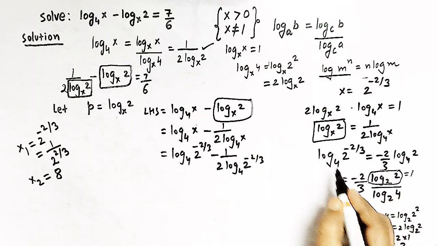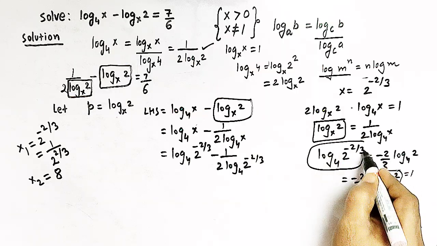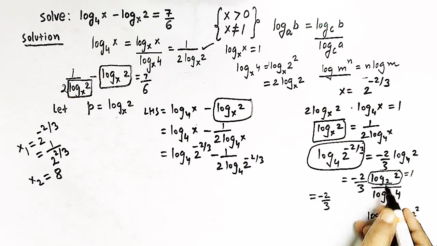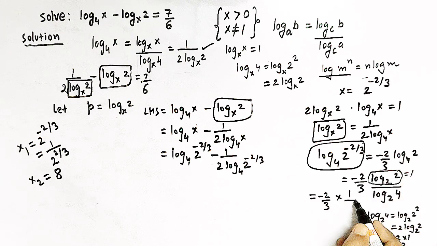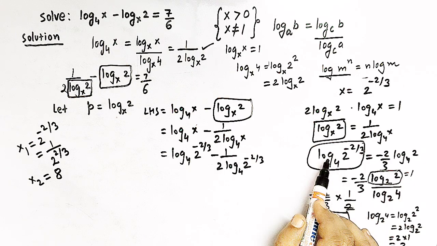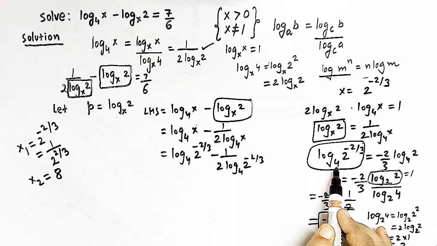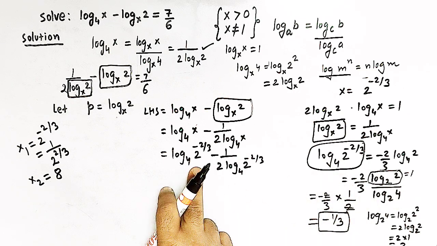So here we can now write the value of this expression equal to minus 2 over 3. This is 1, and here we have 2, right? So here 2 and 2 get cancelled, so we have simply minus 1 over 3, right? So the value of logarithm of 2 raised to minus 2 over 3 to the base 4 is minus 1 over 3, and let us substitute this value in this expression.